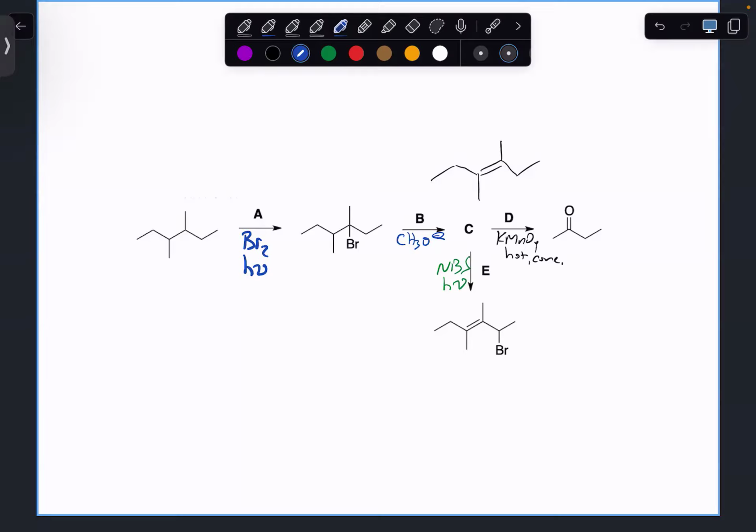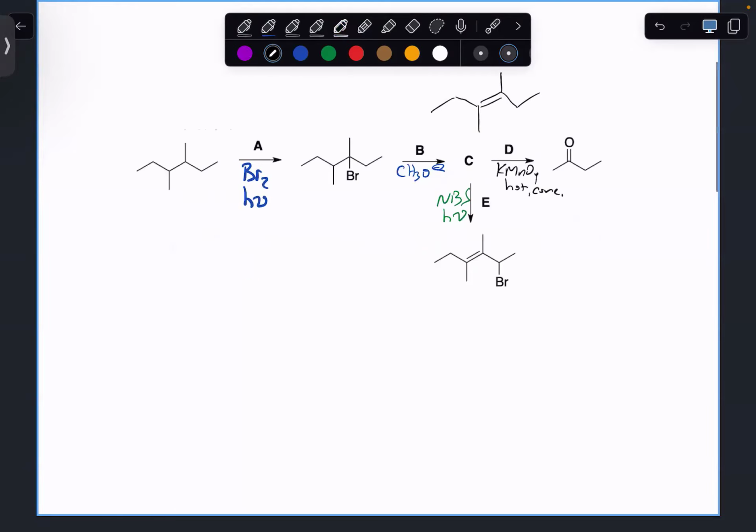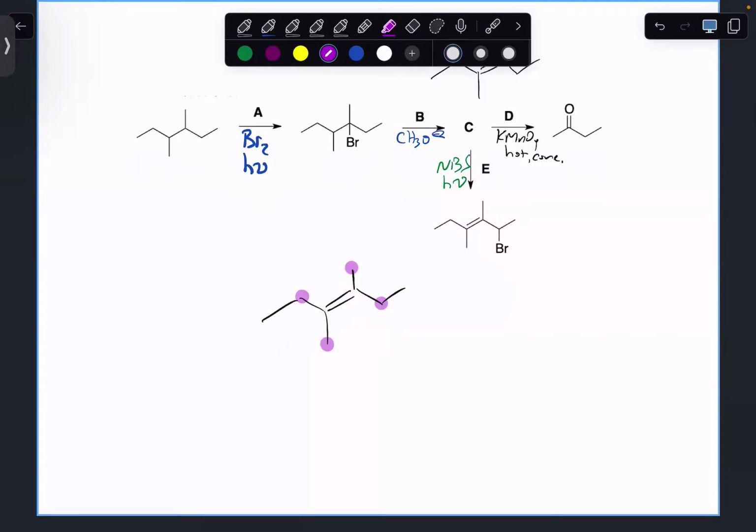So NBS is for allylic bromination. The allylic position is the position next to a double bond, so we have allylic positions at all those places. The allylic bromination is a radical reaction, and just as with all of those radical bromination reactions, it's going to be selective for the more substituted carbon position.